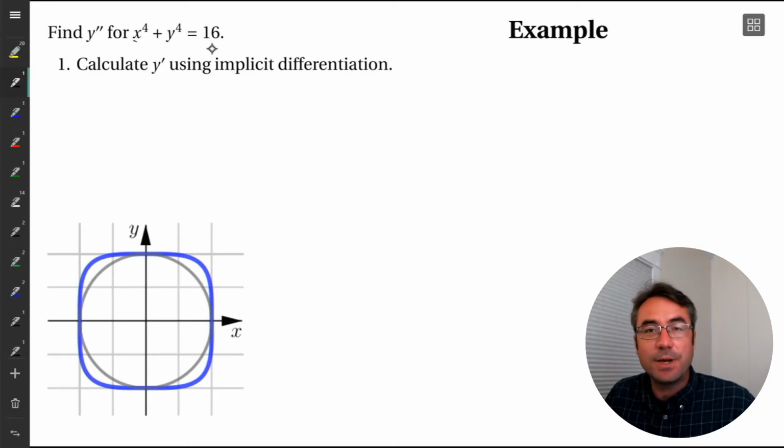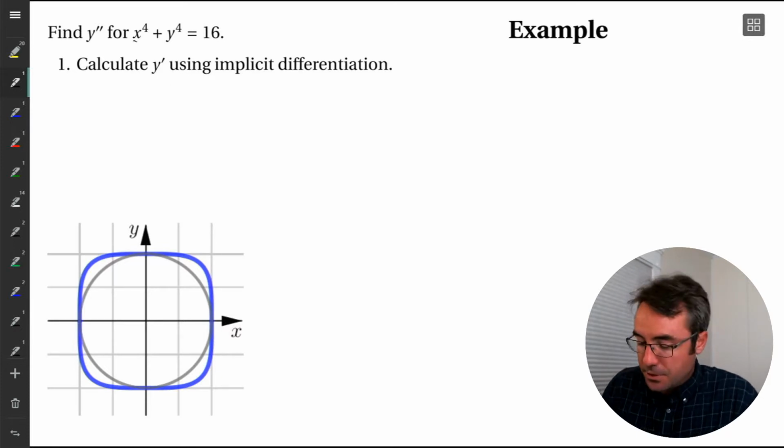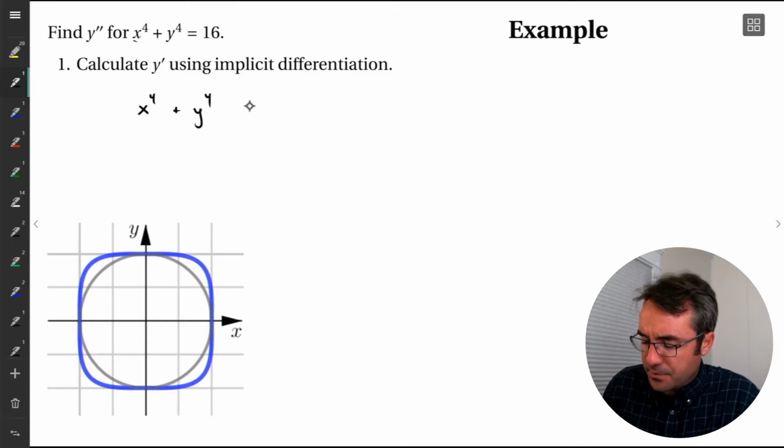And as this equation is written, it's not written in the form y equals. So as this equation is written, we have to use implicit differentiation in order to calculate y prime. So let's go through that again. We've done one similar to this before, but just for the practice.